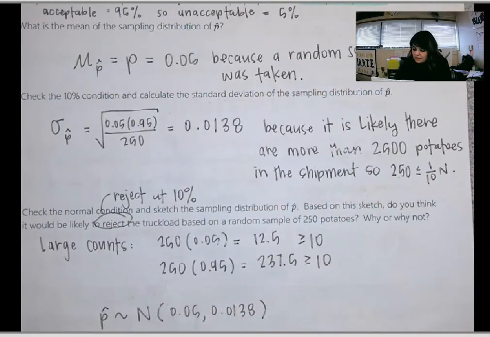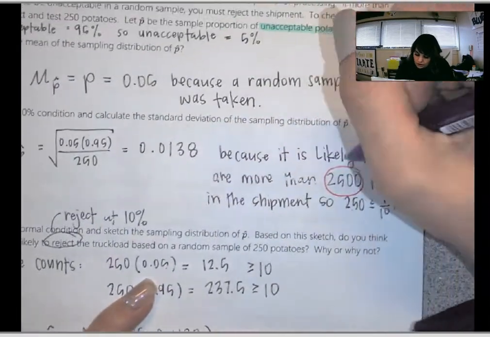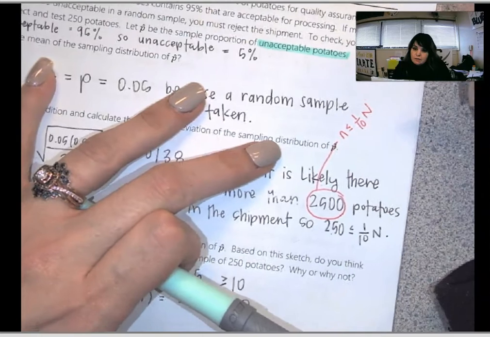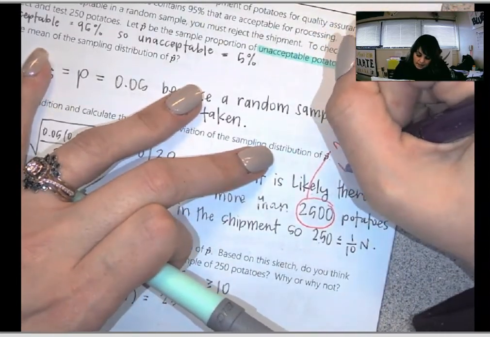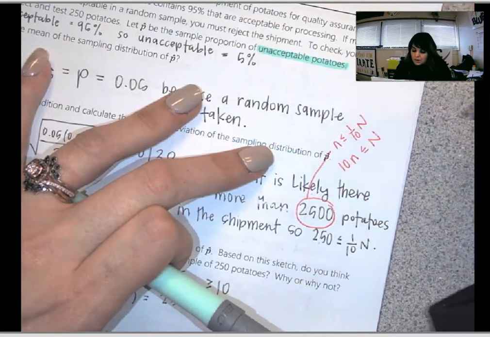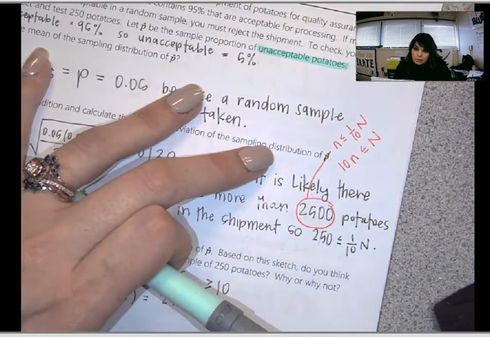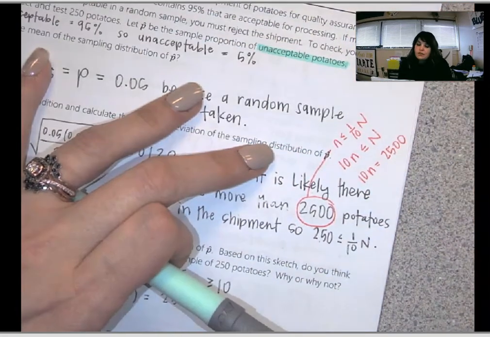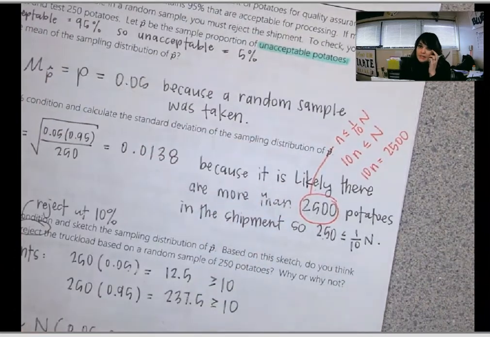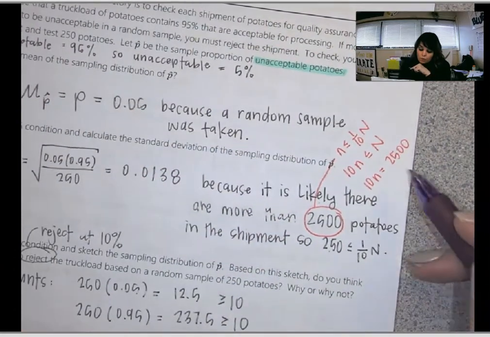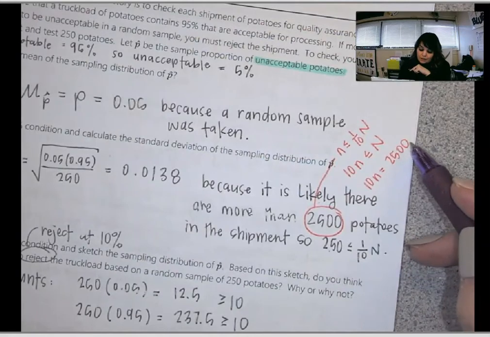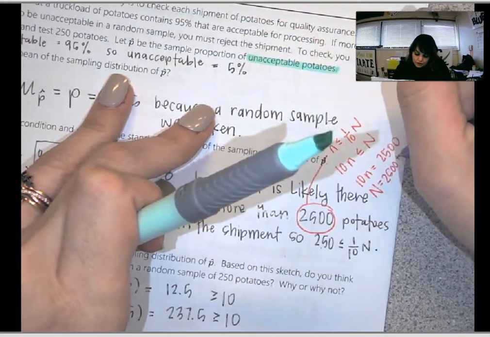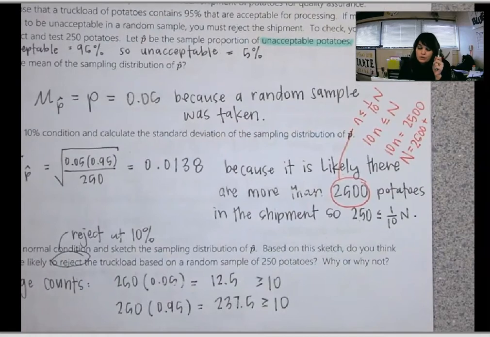Where did I get this 2,500? Well, remember that saying n is less than or equal to 1/10 of the population is the same as saying 10 times n must be less than or equal to the population. Well, 10 times n is equal to 2,500 potatoes. And in a big semi-diesel of potatoes, I definitely think there are more than 2,500 potatoes. So I personally think that capital N is 2,500 plus. It's more than that.